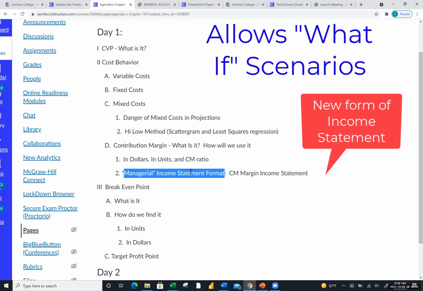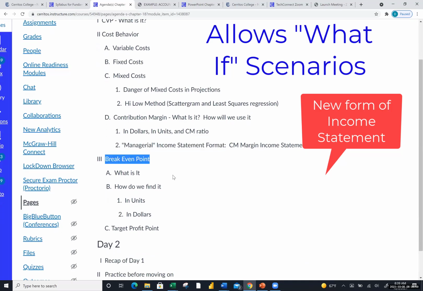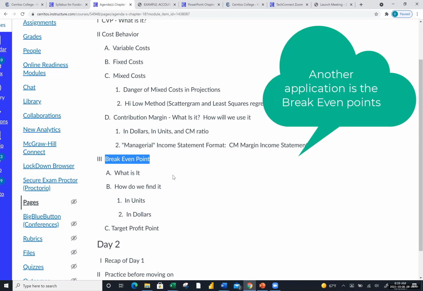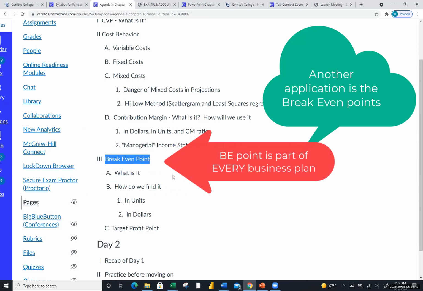And then a spin-off of the contribution margin concept is the ability to calculate a break-even point. Okay, how important is a break-even point? If you want to start up a business, the bank, unless you have rich parents, the bank or whoever you're going to be getting your funding from is going to ask you for a business plan. And one of the key components within that business plan is how much do you need to sell to break even? So this is going to become critically important to any potential entrepreneurs out there.